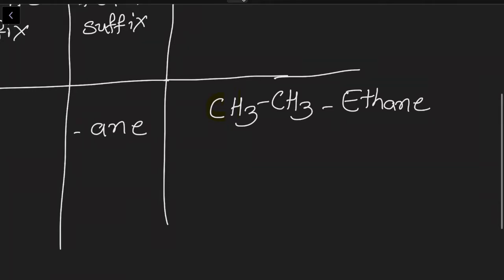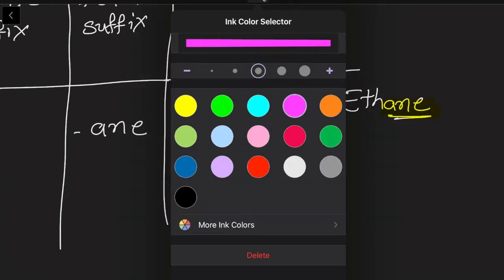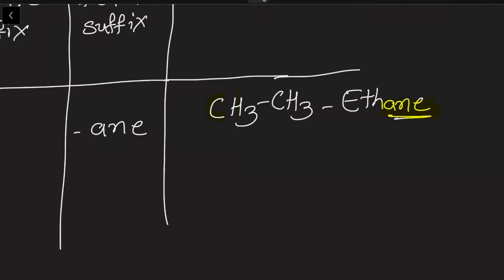Now the example is CH3, CH3. This is called ethane. Please notice the suffix A-N-E came later and became a part of the name. Now this eth basically means two carbons, and we'll learn this in the next video.